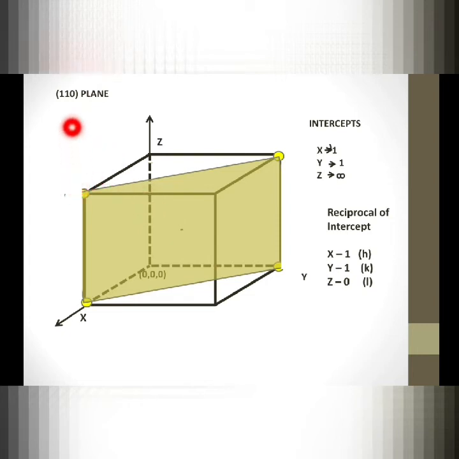Like that, there will be similar types of planes, that is 1 0 1 or 0 1 1. In case of 1 0 1, what will be the plane? This plane will be parallel to the y-axis, as here the k value is 0, hence the intercept will be infinity. And for the 0 1 1 plane, the h value is 0, that means the intercept on the x-axis is infinity, so the 0 1 1 plane will be parallel to the x-axis.